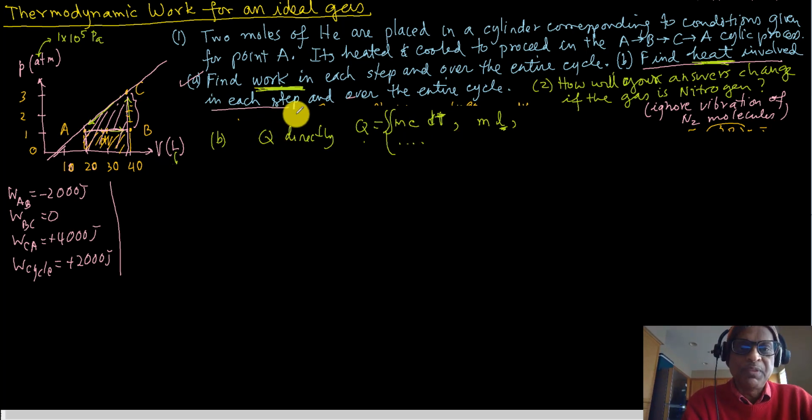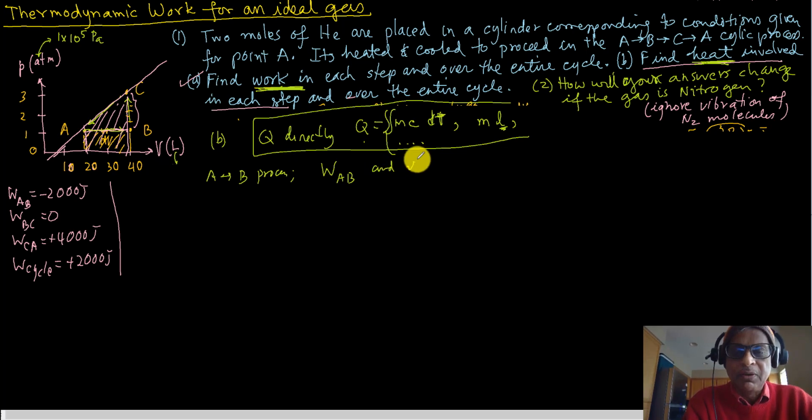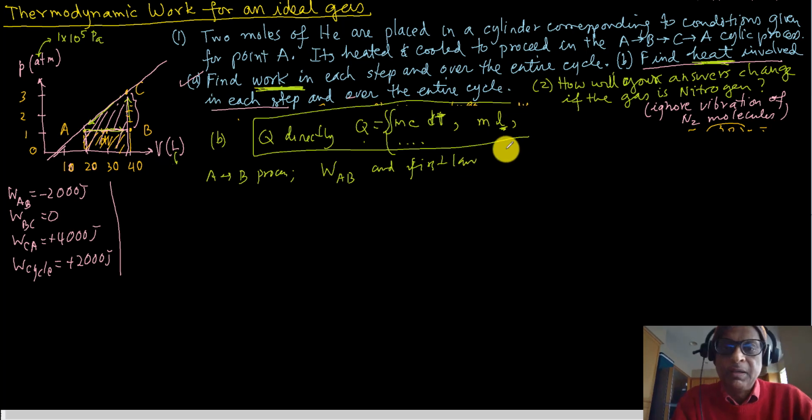But when you have work already figured out, say I'm looking at the A to B process, and we already figured out WAB, the first law says delta U in this process is equal to Q in that process plus WAB.